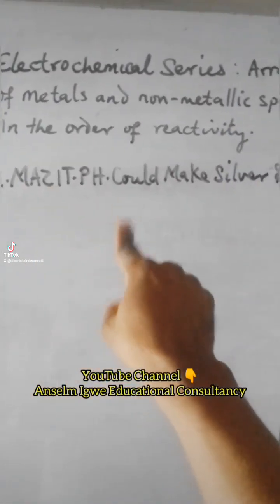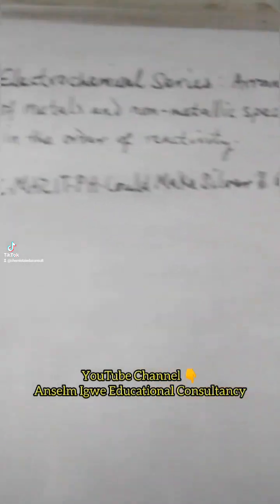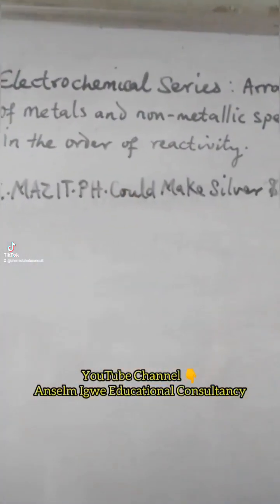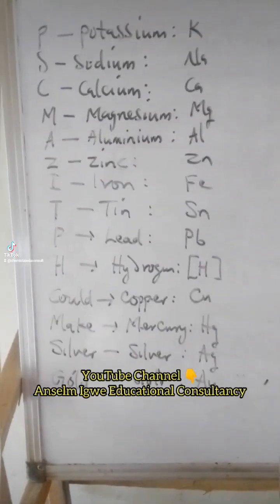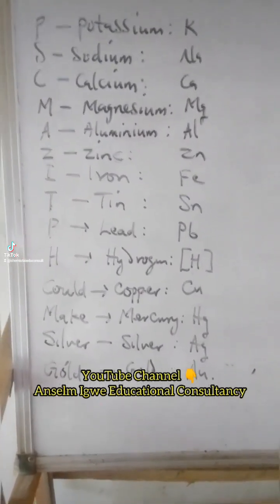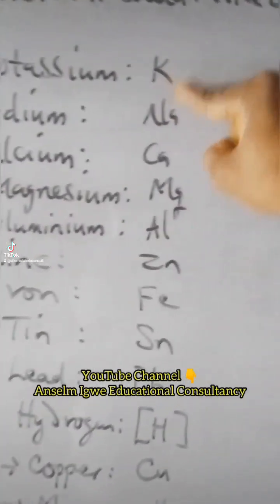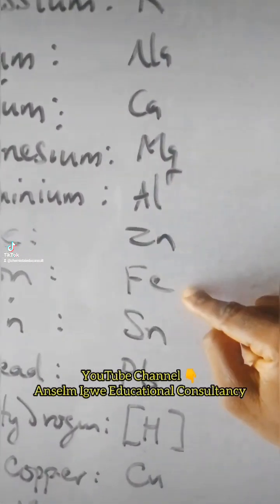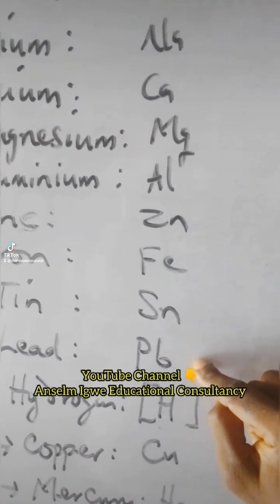PSC mazit PH could make silver and gold. So this is what the acronym means. Potassium, sodium, calcium, magnesium, aluminium, zinc, iron, tin, lead.